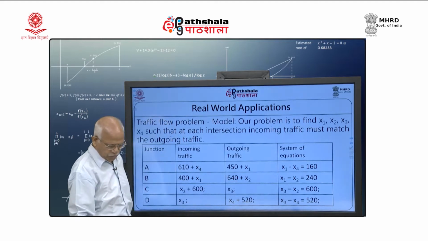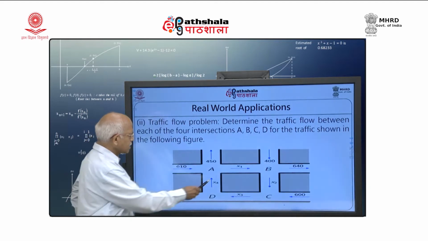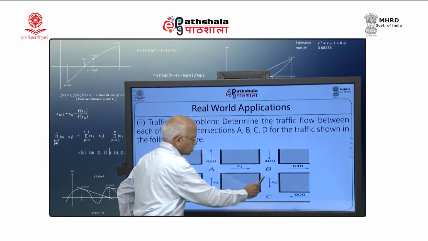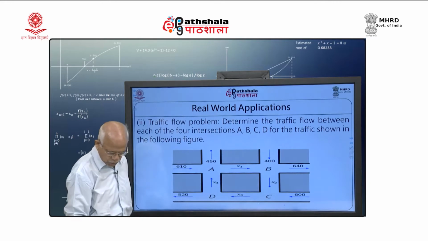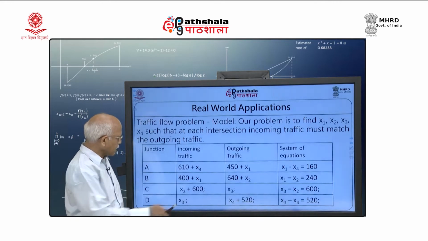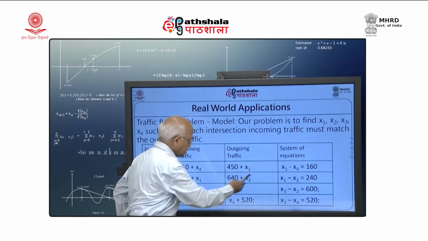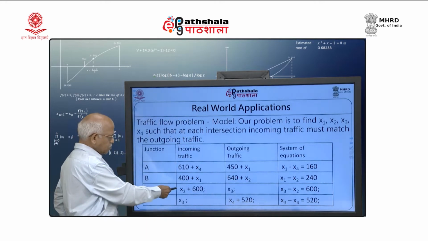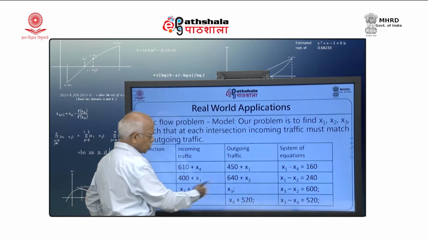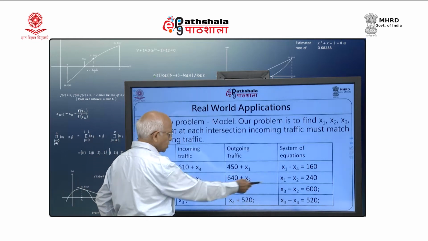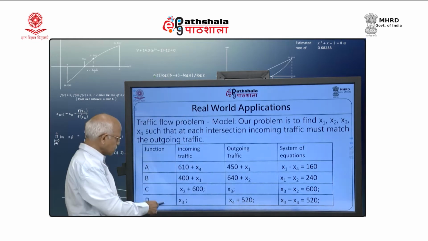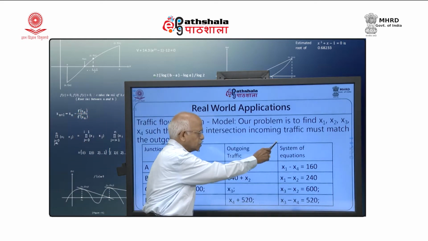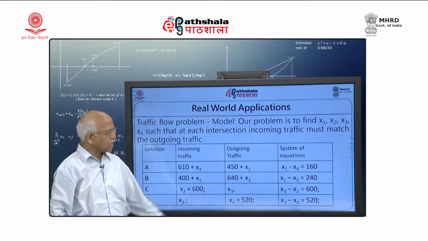You can see it from the figure here. So at junction B, incoming traffic is 400 plus x 1, outgoing traffic is 640 plus x 2. Like that you can look at this, and again equating this I will get that equation. At C, similarly I will do the same thing, input and output, and equating these two I will get x 3 minus x 2 equal to 600, and similarly at D I will get x 3 minus x 4 equal to 520. So these are the 4 equations in 4 unknowns.